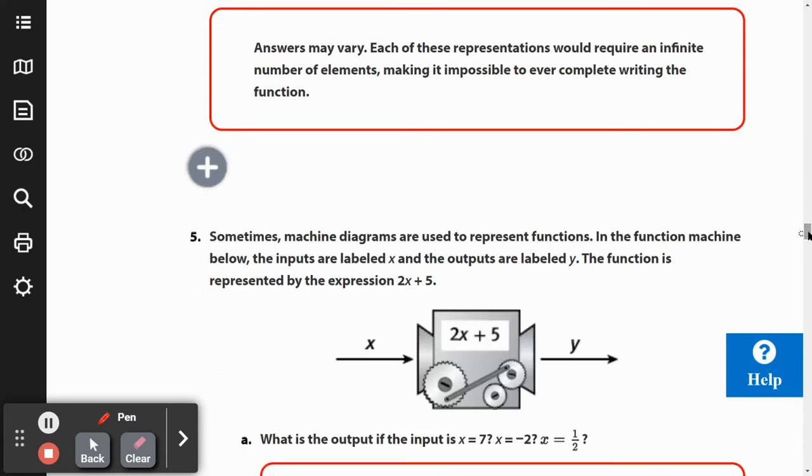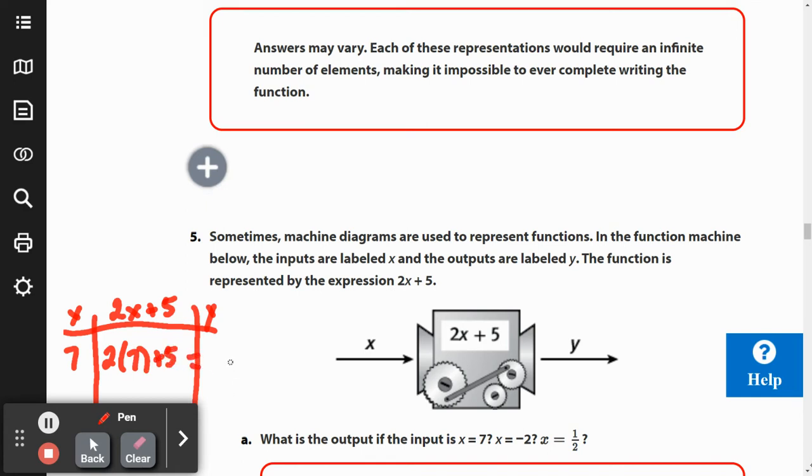Okay. Well, how would we work this? Well, do 2 times 7 plus 5. We would just do like we did before, what you learned in 8th grade, right? It's called a function table, where you have your x and you have your y and you have your function in between. And so if x is 7, then that's 2 times 7 plus 5, and that equals your y. That's 14 plus 5, which is 19.